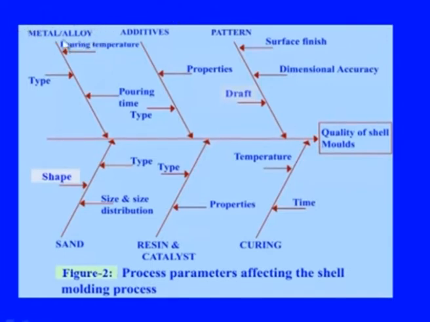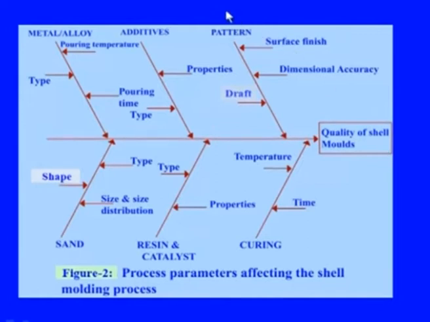Here is the process Ishikawa cause and effect diagram, in which, as shown in the screen, there are groups of parameters like metal and alloy based parameters, which includes pouring temperature, type of the metal or alloy, and then pouring time. Then another group is based on the additives, which includes the properties and the type of the additives. This ultimately affects the quality of the product being produced by this process.